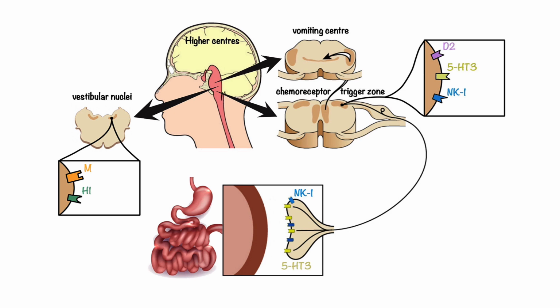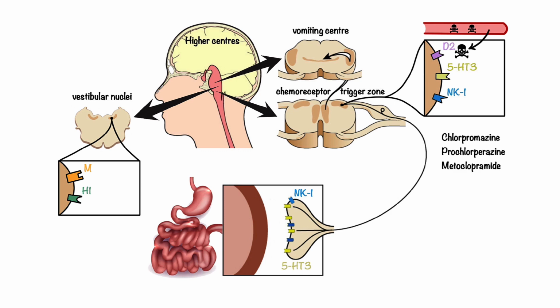For example, the chemoreceptor trigger zone can be stimulated by circulating medications and toxins, which directly or indirectly stimulate dopamine D2 receptors. This is the reason why many chemotherapeutic drugs can cause nausea and vomiting. Now, this mechanism can be counteracted by medications such as chlorpromazine, prochlorperazine, and metoclopramide, which act by blocking dopamine D2 receptors in the chemoreceptor trigger zone, thus inhibiting stimulatory effects of dopamine.